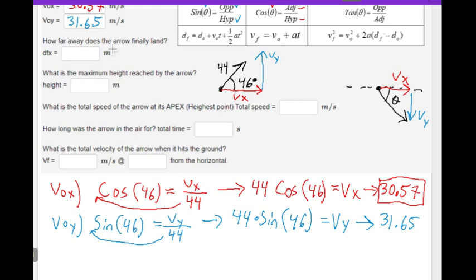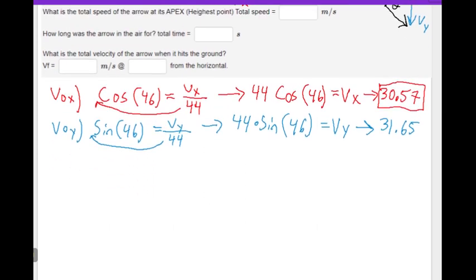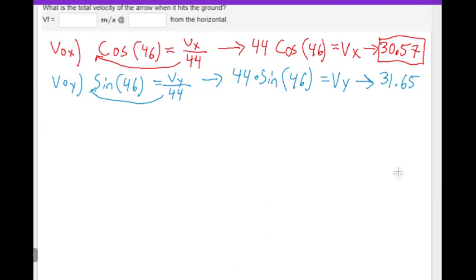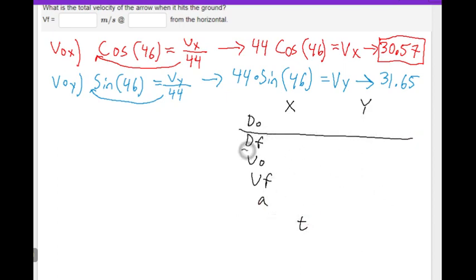I need to start solving for how far these things land, the maximum height, so on and so forth. So I've done all I can do without building my kinematic table, so I'm going to go ahead and do that down below. I know that I have x and I have y. I have dO, dF, VO, VF, A, and T. Okay, so quickly just write this table out.